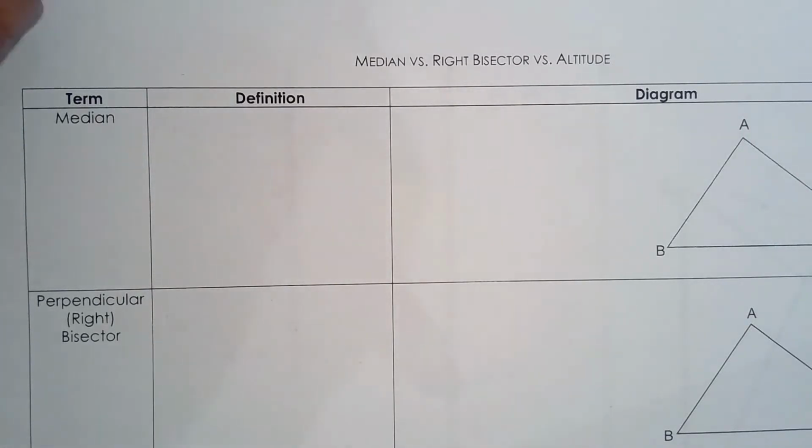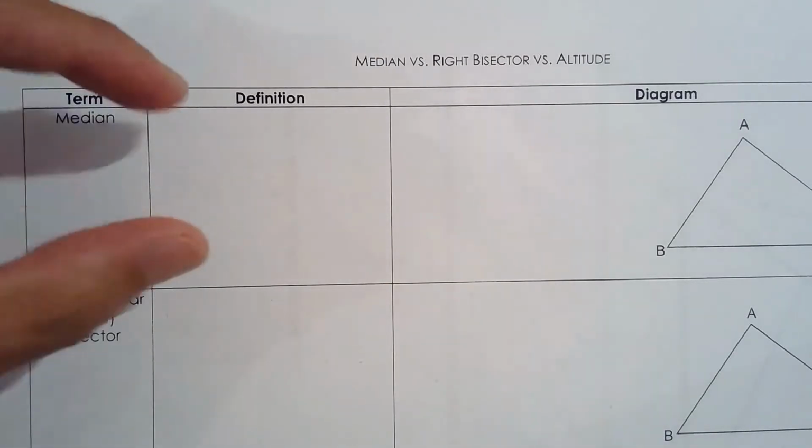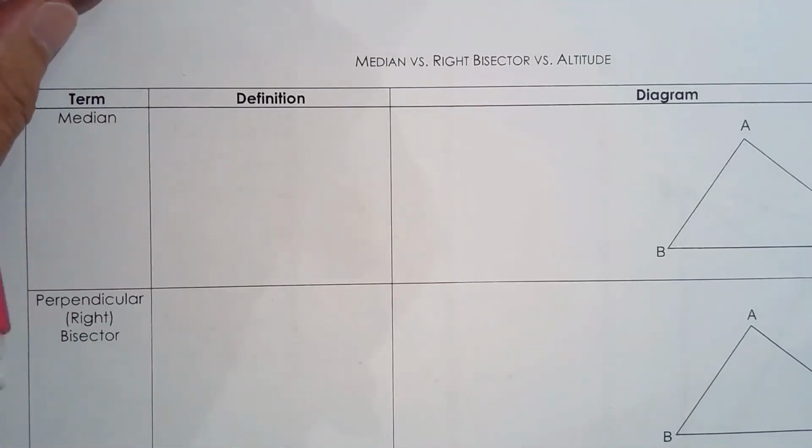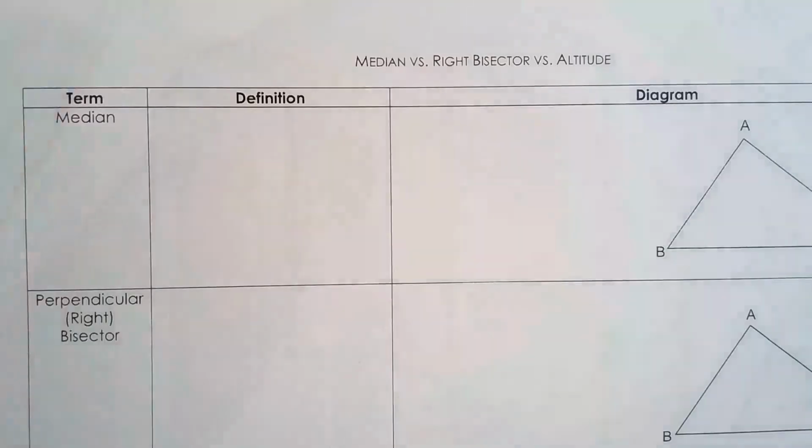So let's start off by writing the definition, and then I'll draw the medians in the diagram. Okay, so median, by the way, is the easiest one of the three because you should have learned it last year in grade 9 math, because you learned what the median does to a triangle. We're going to talk about it again in this chapter, but you should remember what it does from last year.